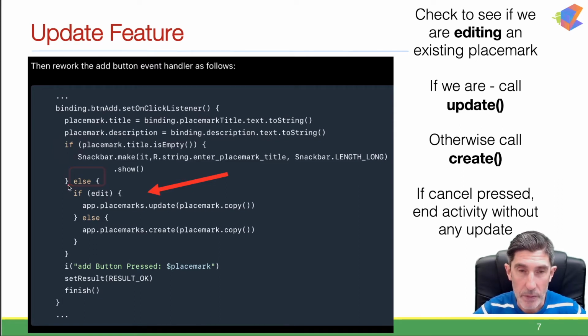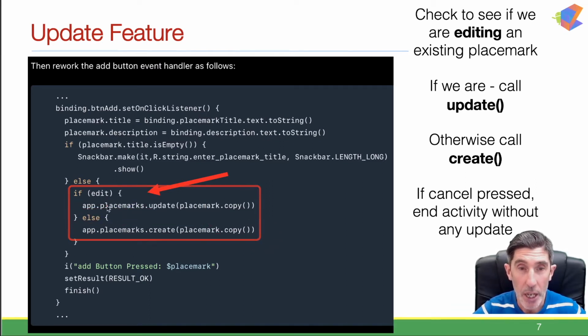If we're in edit mode, this is important, we call the update feature of that placemarks interface, which will update and overwrite an existing placemark. Remember, we're still passing in a copy. Otherwise, we call create, which will create and add a new placemark to our list of placemarks. So that's where we're making use of that edit flag.